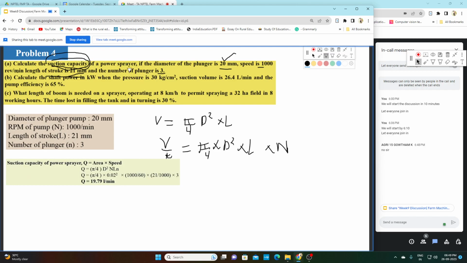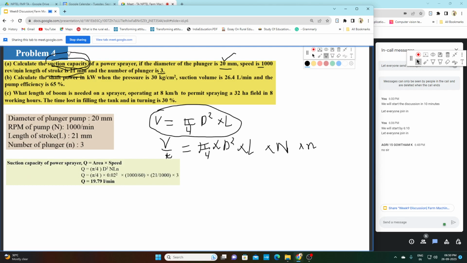But here the number of plungers is 3, so we will again have to multiply by small n. So again I am repeating, what is the volume of the cylinder? Volume of cylinder is pi by 4 into d square into L. D is the diameter of the cylinder, L is the length of the cylinder. This is the volume of the cylinder.